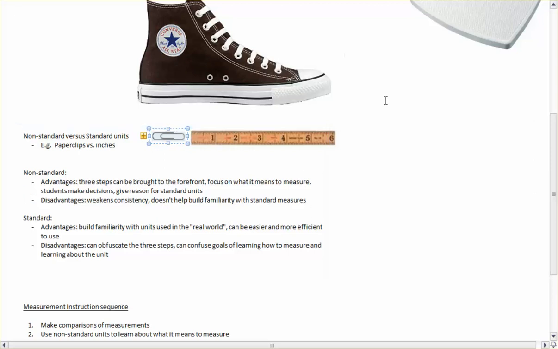They won't get a sense of how long an inch is by measuring with paper clips. So ultimately, we want to get to the standard units. The advantage is they're going to build familiarity with units that are used in the real world that everybody else uses. And also, standard units can be easier and more efficient to use. Instead of having to lay down copies all the time, we can put a ruler on there and more efficiently measure that shoe. But they need to have that underlying understanding of what they're doing. So the disadvantage of going too quickly to the standard units is it can confuse the three steps in their mind, confuse the goals of learning. Are they learning how to measure, or are they learning about inches? You want to have those things very clearly decided as you teach them.